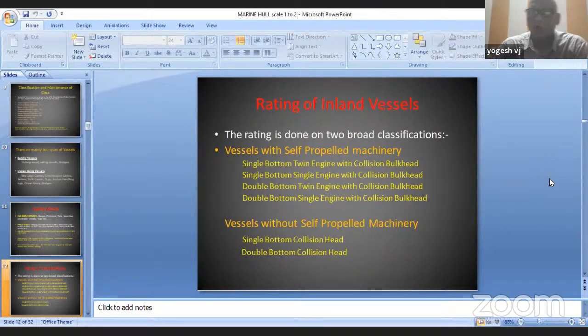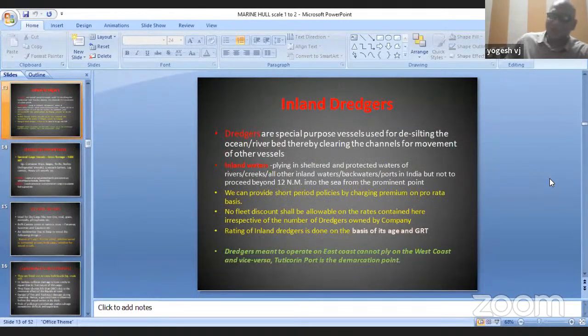Vessels without self-propelled machinery, that is, the barges we use. Single bottom collision bulkhead and double bottom collision bulkhead. These are the basic classification of the vessels. Now, this is what I was talking about when I mentioned the mud flying from the back of the vessel: dredgers. These are special purpose vessels used for desilting the ocean or riverbed, thereby clearing the channels for movement of other vessels.